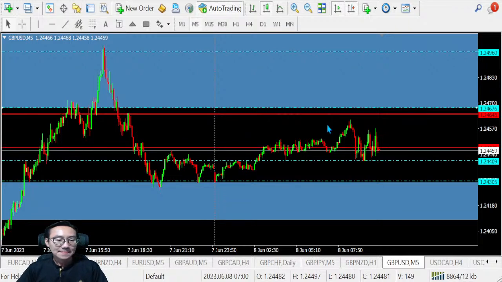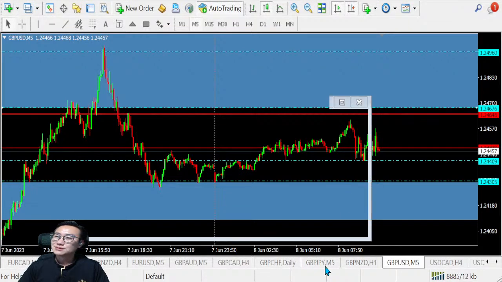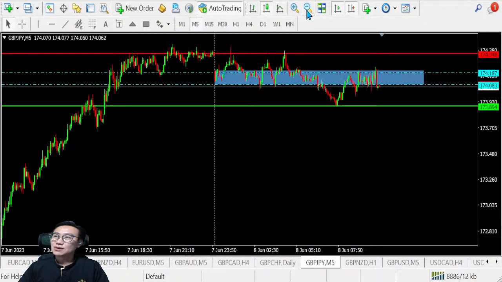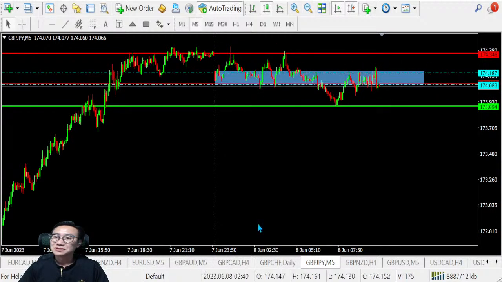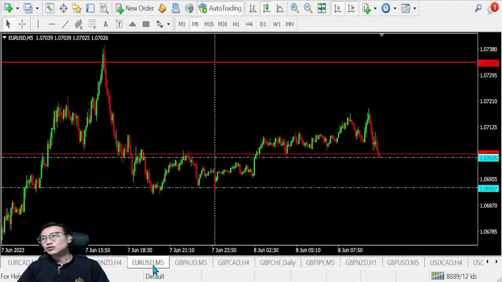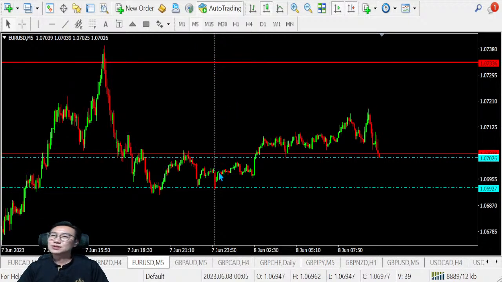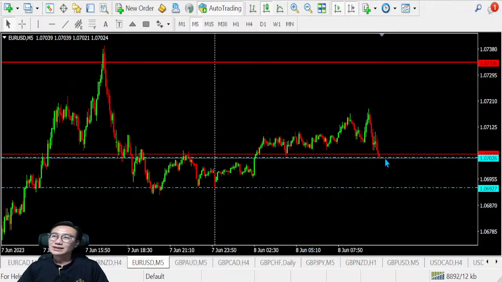Yes, sideways slope. You're right, that's for the pound dollar. For the pound yen, we are still in here, inside here. There's no clear direction. Euro dollar, now it seems like there's some action, but still not that ideal yet.